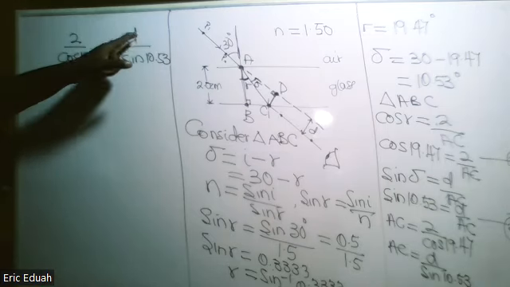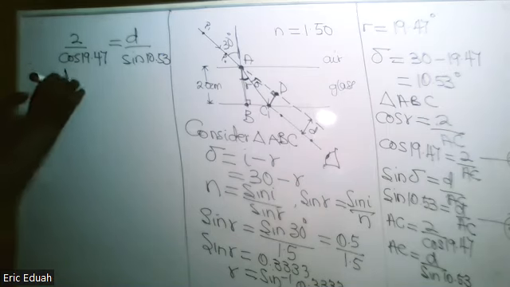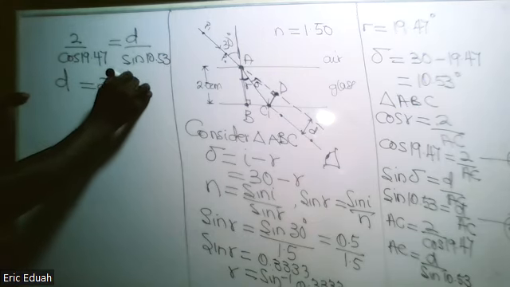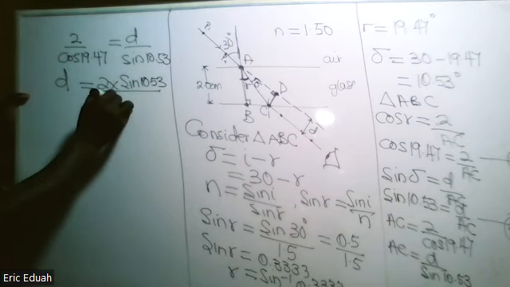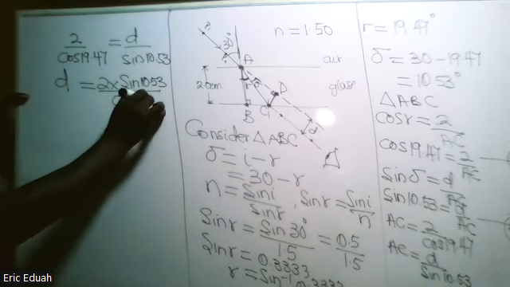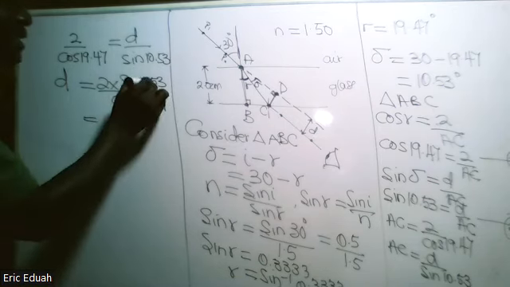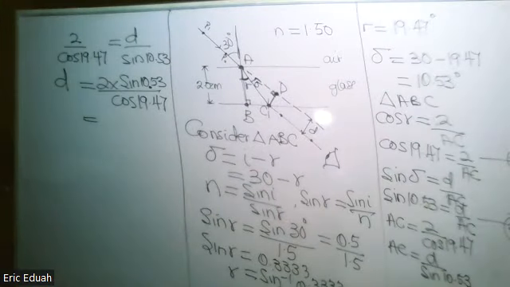So from this relation, we can now find D. Make D the subject, and D would have to be equal to 2 times sine 10.53 over cos of 19.47. So the rest has to do with calculator. What is sine 10.53? Give me the value in 3dp. When you finish, multiply that by 2.